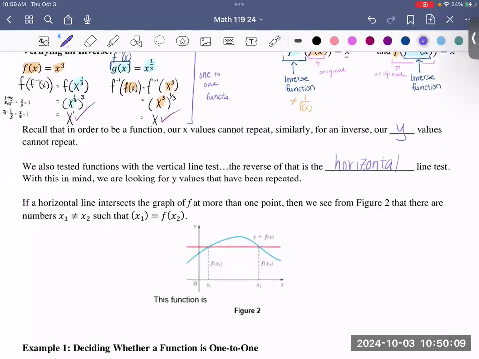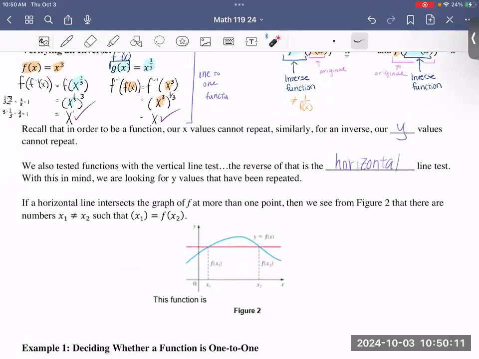So take, for example, here, right? First off, can you figure out, is this a function? Well, the function test said draw a vertical line anywhere, and as long as it hits your graph only once, it's a function. But based on your vertical or horizontal line test now, is this function, this one in blue, is it going to have an inverse?